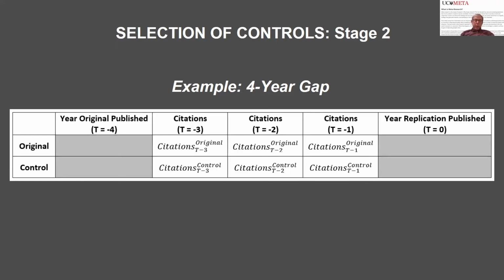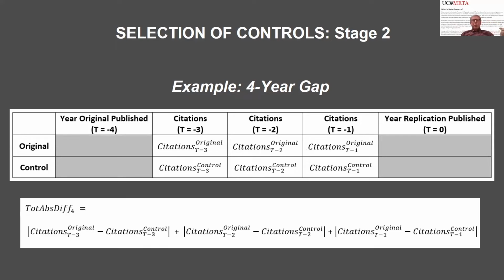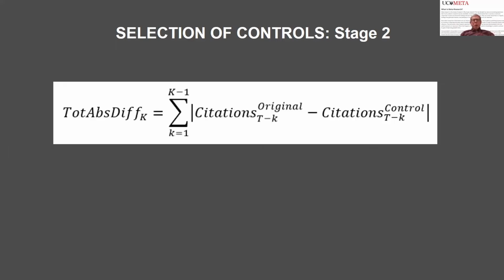For a 4-year period, same idea. Now we have 3 years of citation history to compare the original and the control. We take the absolute difference between the original and control citations for each of those years, sum it up, and so now we have a measure of total absolute difference for all those studies that have a 4-year gap between when the original and the replication were published. Okay, so that's our key measure for measuring closeness, total absolute difference.